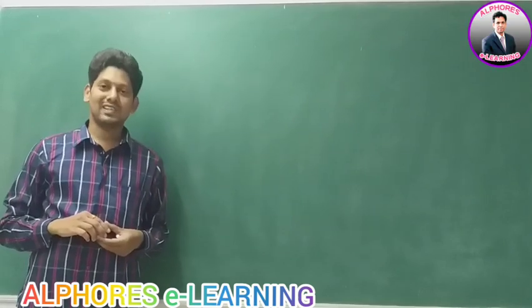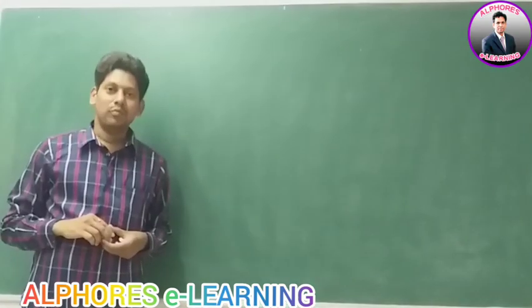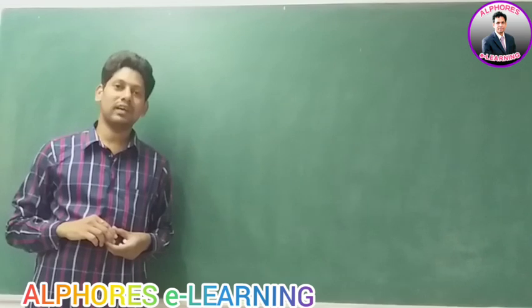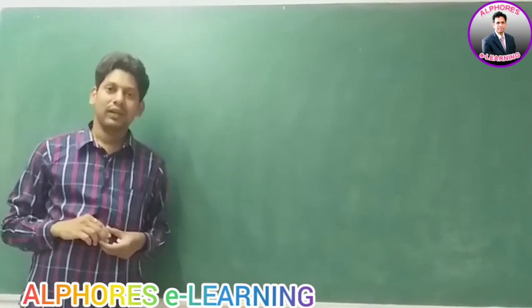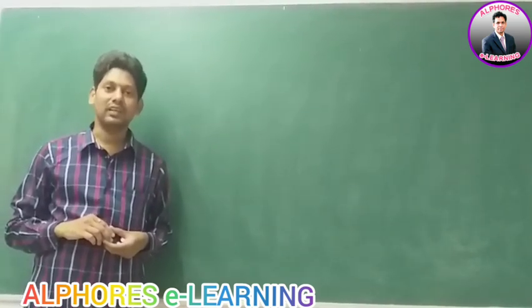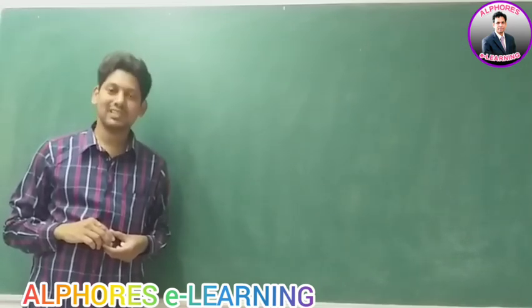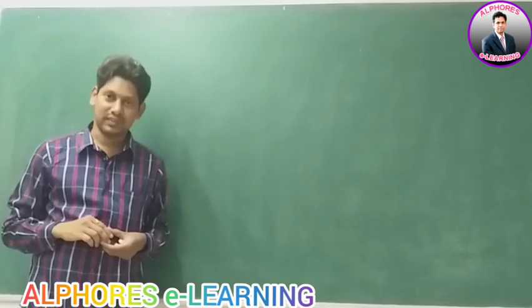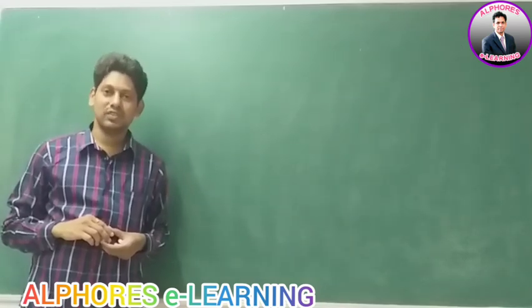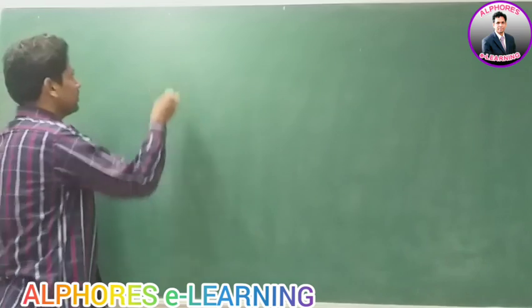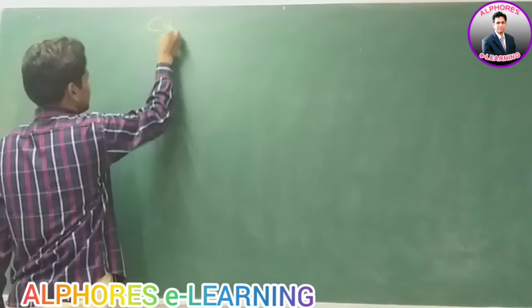Friends, we are discussing inflorescence. Based on growth and development of a peduncle, inflorescence is of how many types? Two types: racemose inflorescence and cymose inflorescence. We completed racemose inflorescence. Now we are going for cymose inflorescence.